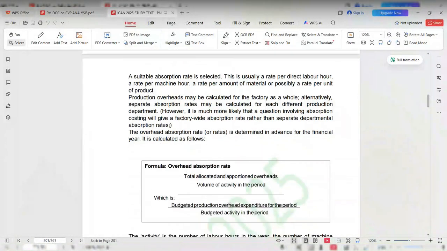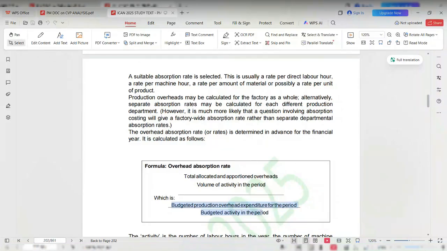It is calculated as follows. This is the formula to calculate overhead absorption rate: total allocated and absorbed overhead, all over volume of activities in the period, which is budgeted production overhead expenditure for the period over budgeted activity level. This is the formula for the overhead absorption rate. Now, for budgeted production overhead expenditure for the period, you will be given budgeted activity level as well.